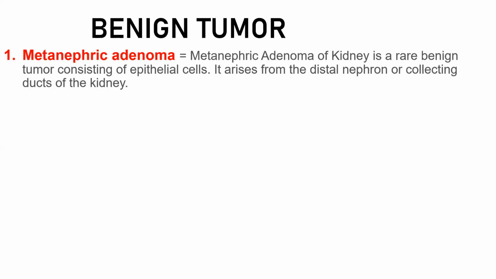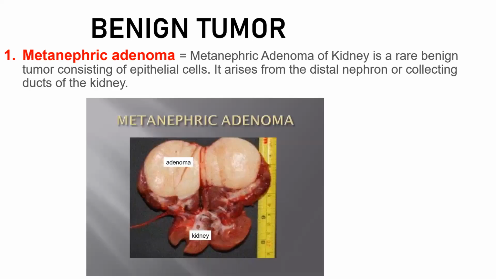So where does this metanephric adenoma tumor occur? It arises mainly from the distal nephron or collecting duct of the kidney. This type of tumor you will find here. This is our normal kidney, and if there is a tumor, then it occurs like this. This is the adenoma, this part. You understand what metanephric adenoma is and where it arises from? See all this nicely once again. I had given it very simply.